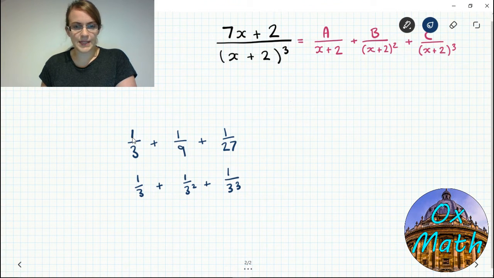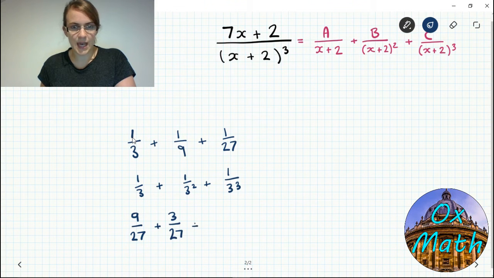So if we wanted to add these up, we'd need to make the denominators the same. Now we'd need to multiply our first fraction by 9 over 9 to get the 27 in the denominator. We'd need to multiply the second fraction by 3 over 3 to get 27 in the denominator, and the last fraction is just 27. So this would actually give us 9, 10, 11, 12, 13 over 27.